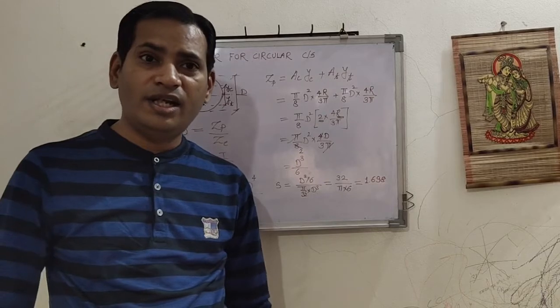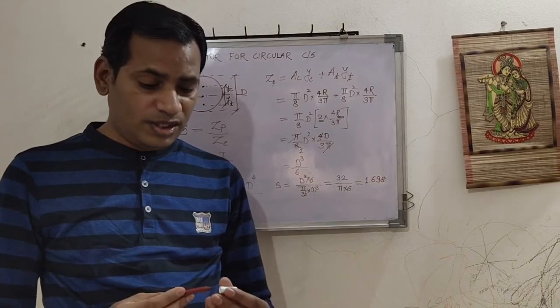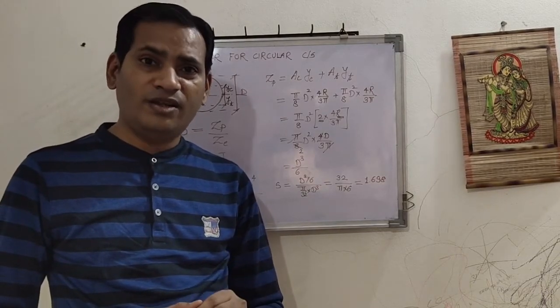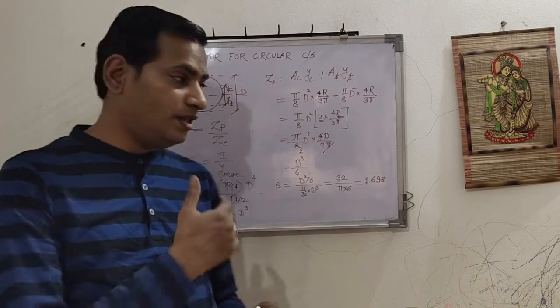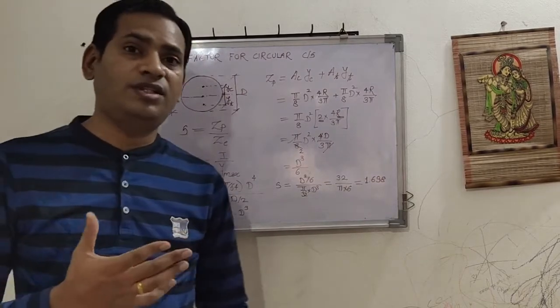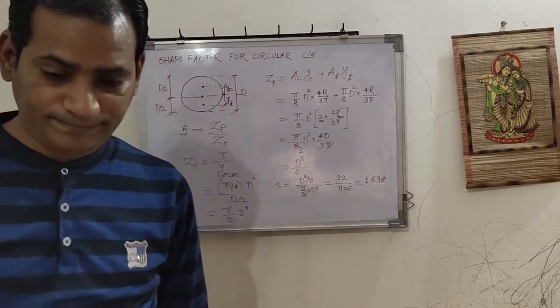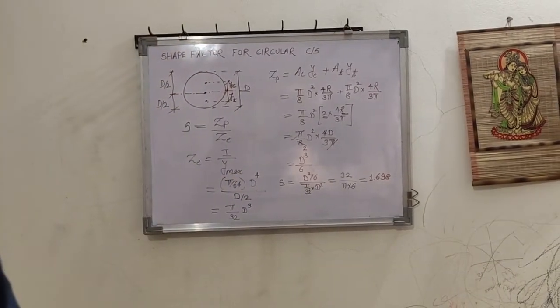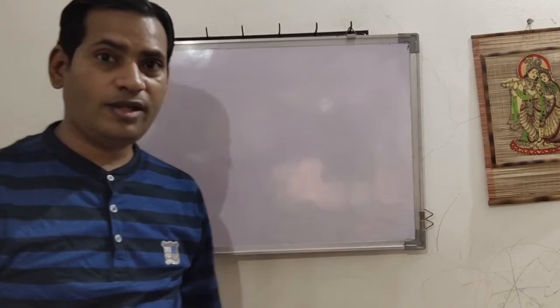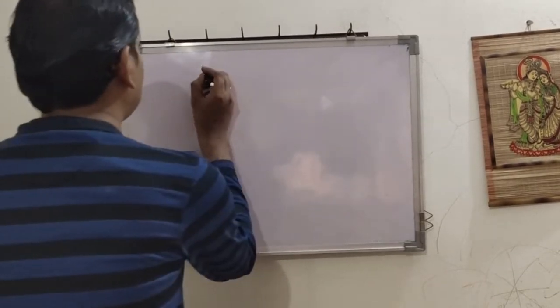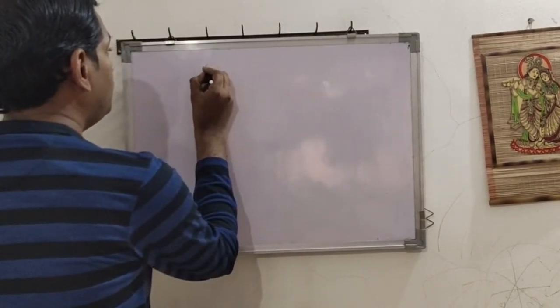Now we shall see one unsymmetric section. Till now we have seen two symmetric sections. One is rectangular and second is today's circular cross section. Now we shall see a triangular cross section, which is not symmetric. So let us draw this triangular cross section first.